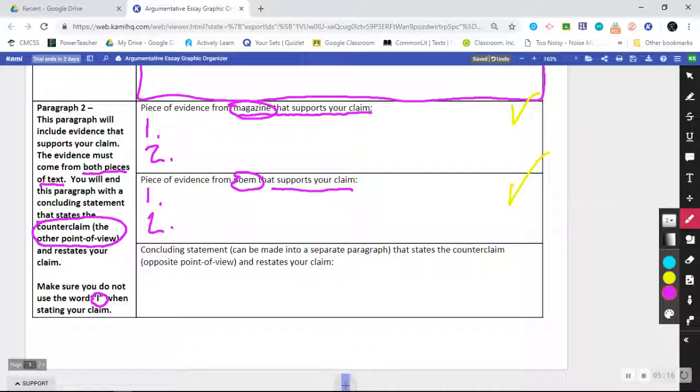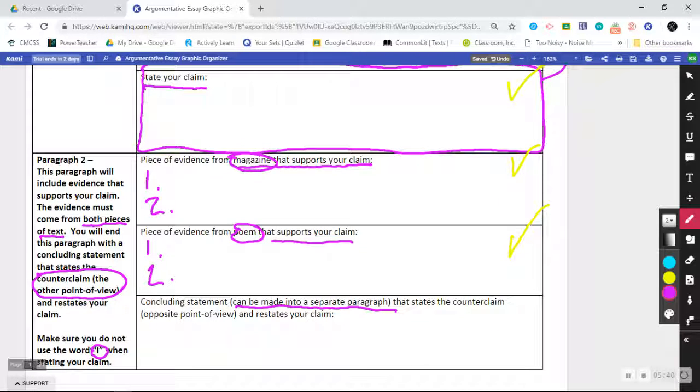This can be made into a third paragraph, or it can just be part of the second paragraph. Okay, so concluding statement that states the counterclaim, so the opposite point of view, and restates your claim.